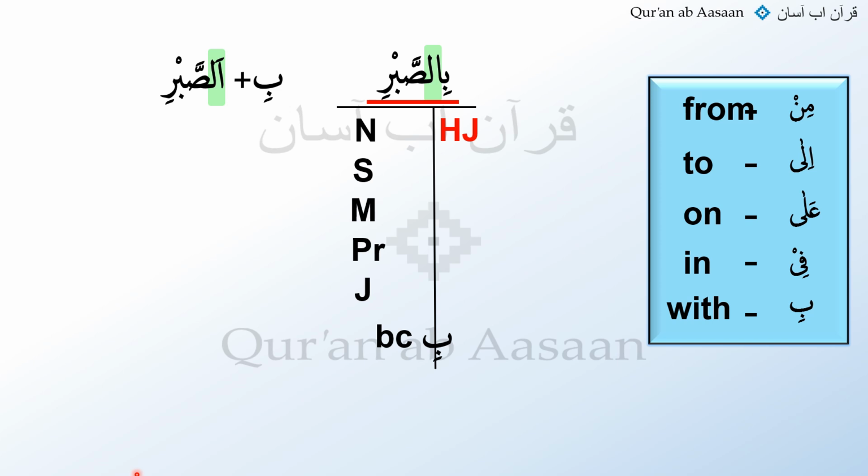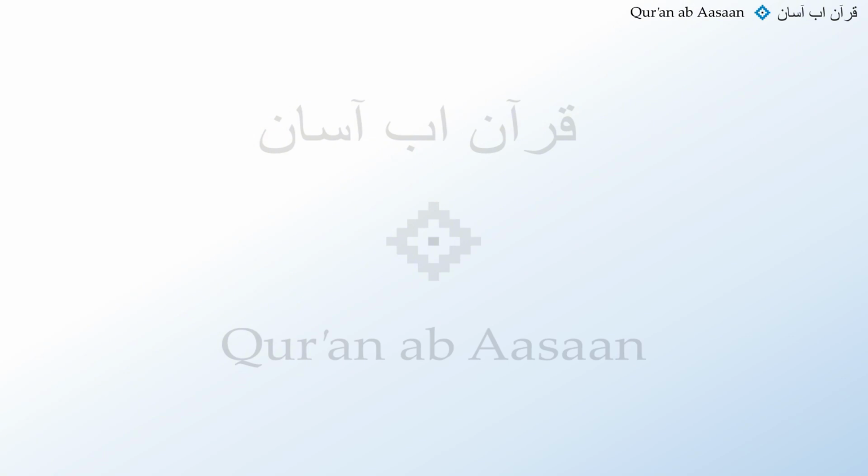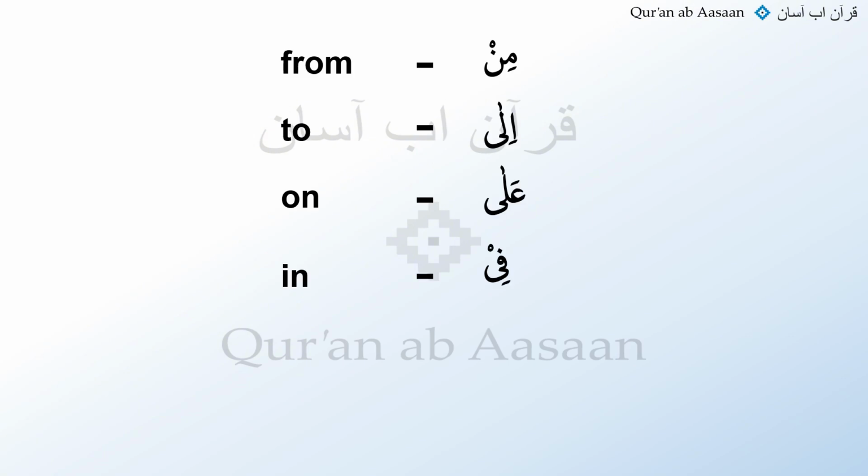And say the Arabic and do the translation. Biswabri, B is with, aswabri is the patience. So with the patience. Excellent. All right. So our list for harf jar is now min, ila, ala, fi, and bi. We know the meanings. We have done quite a lot of examples.